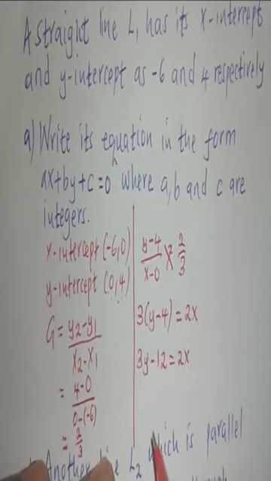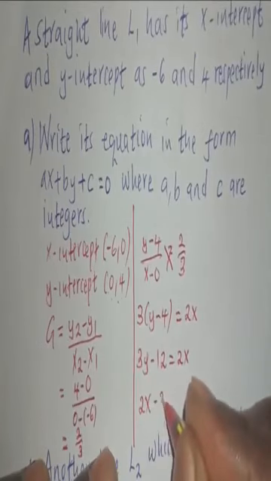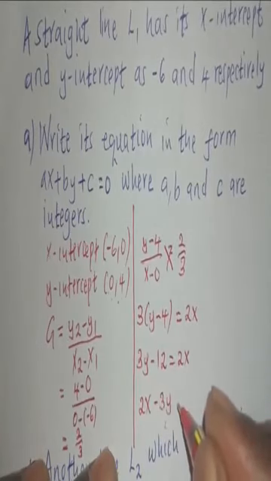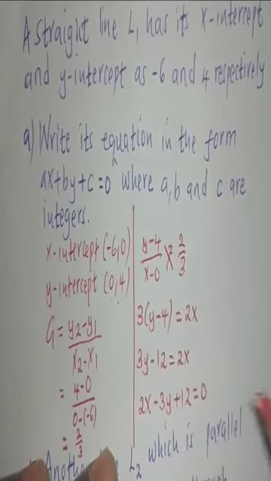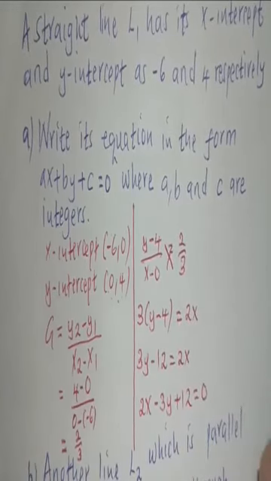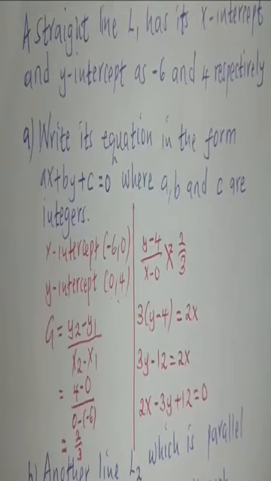So in the form ax plus by plus c, it will be 2x minus 3y plus 12 equals 0. So that is the equation of L1 in the form ax plus by plus c.